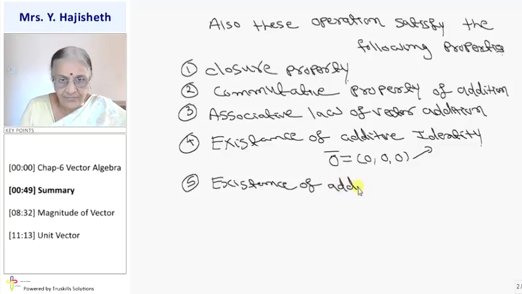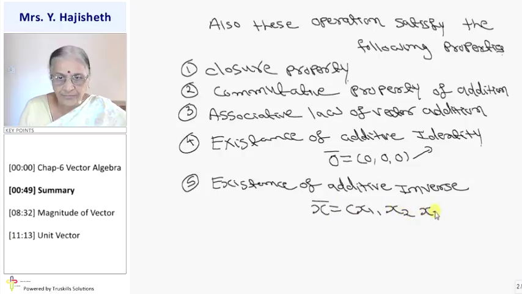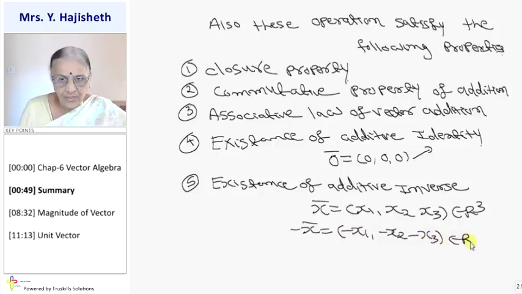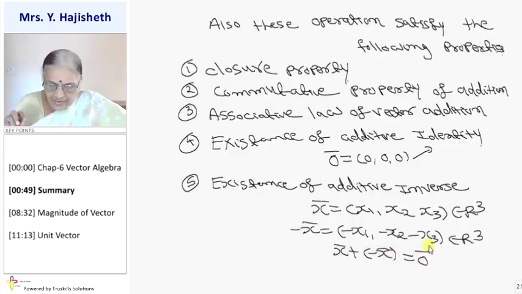Additive inverse. Let's recall the things. Suppose vector x is (x1, x2, x3) belongs to R cube. Then vector minus x, that is the triplet (minus x1, minus x2, minus x3), belongs to R cube. It is called the additive inverse. Why? Because vector x plus vector minus x will be a null vector, the additive identity. Do you remember?